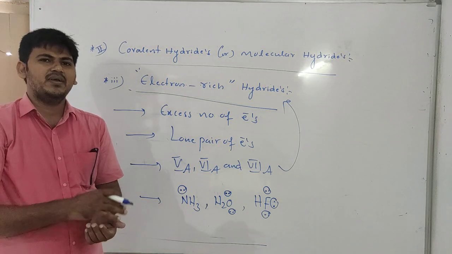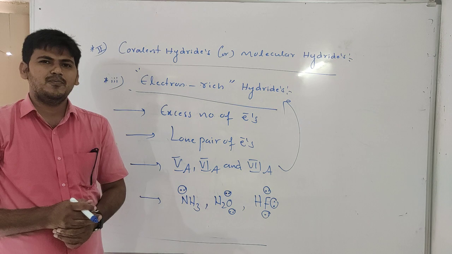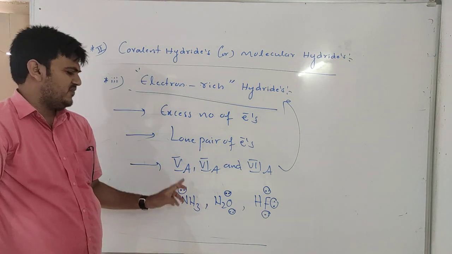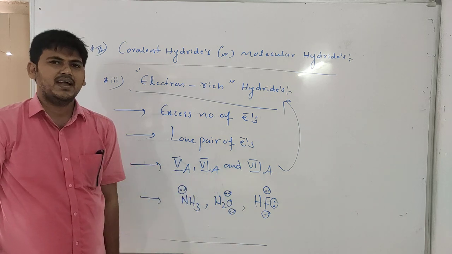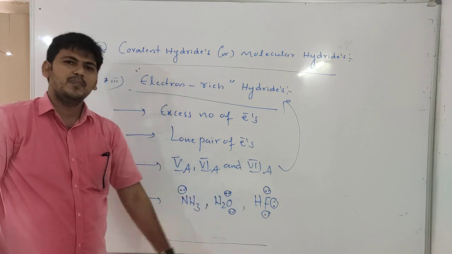Electron-deficient hydrides, best example diborane, formula B2H6. Electron-precise hydrides, best example methane, formula CH4. And electron-rich hydrides, best example ammonia, 5th A group element; water, 6th A group element; hydrochloric acid, 7th A group element. And these excess electrons act as lone pairs of electrons.